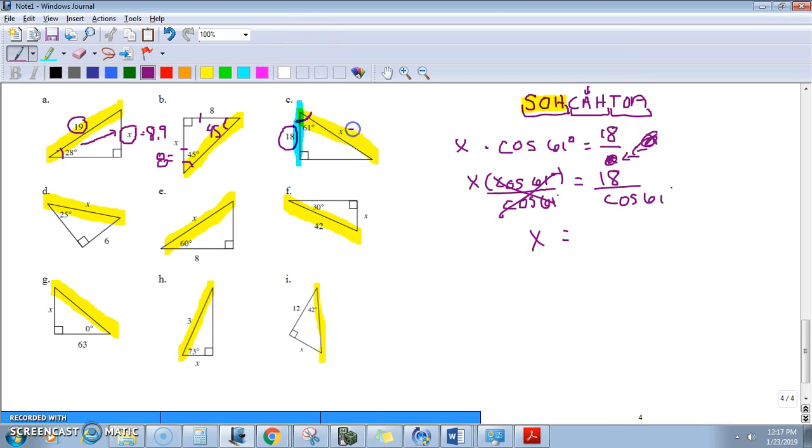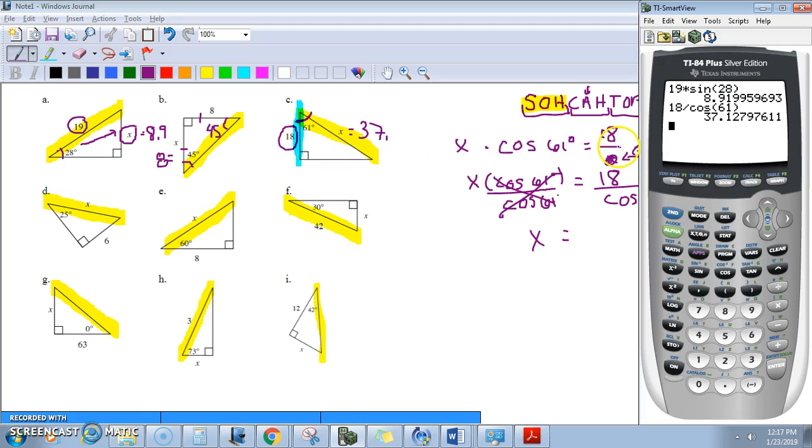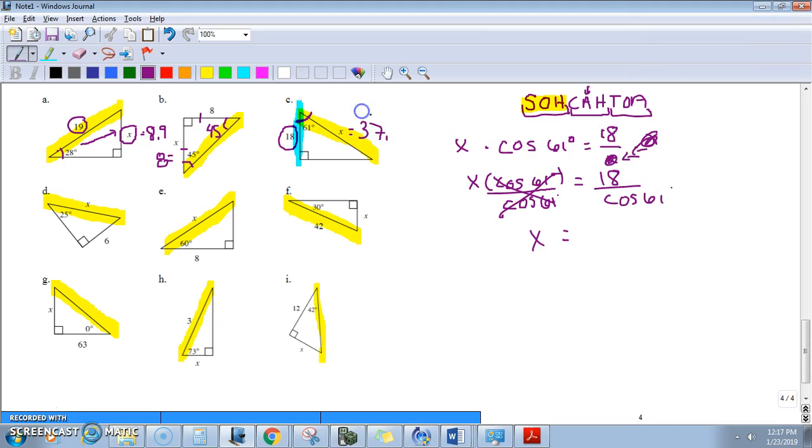37.12. And I know that that is most likely correct because this needs to be the longest side. So let's say I want to go just to the 10th place, that'd be 37.1. I look at the 2, nope, it's going to stay 1, so 37.1.